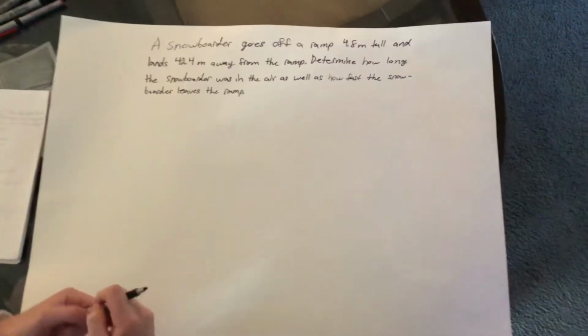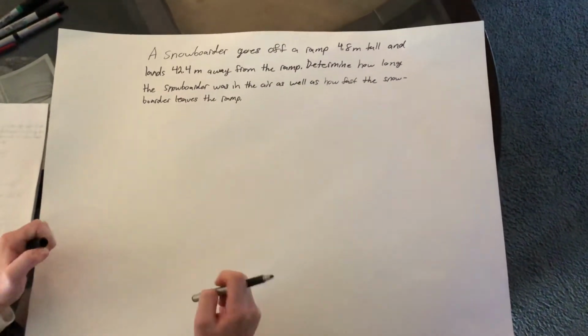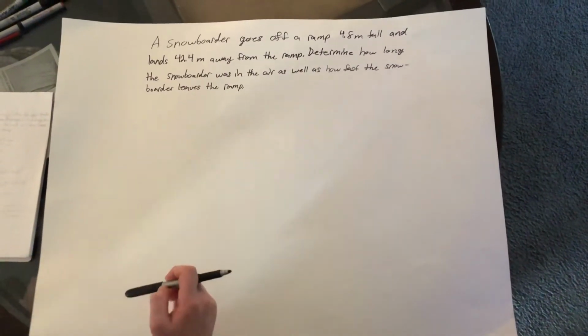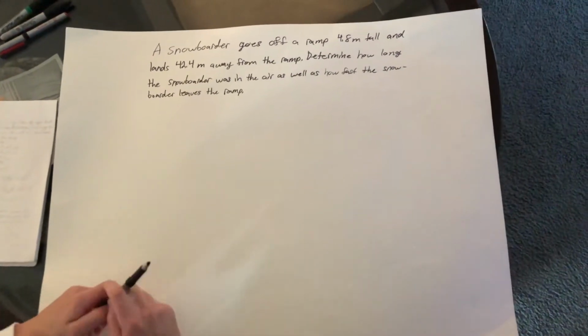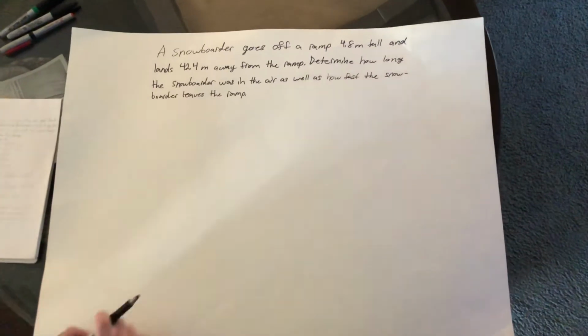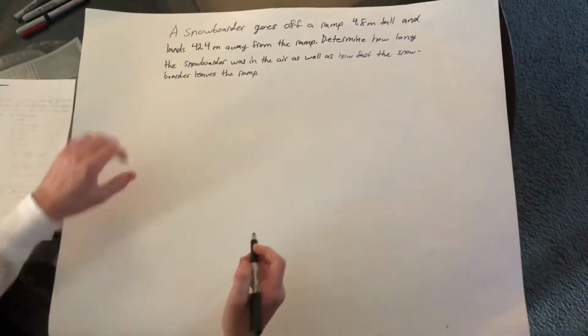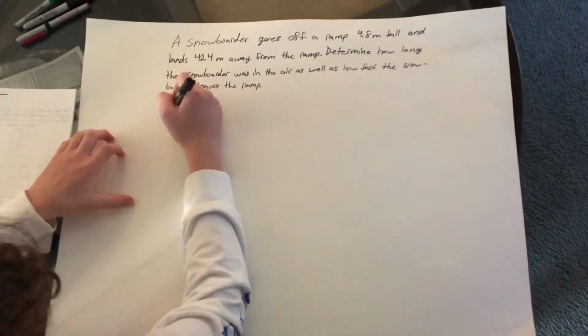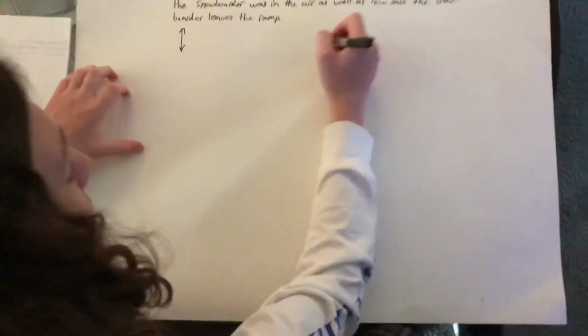Alright, so the problem reads: a snowboarder goes off a ramp 4.8 meters tall and lands 42.4 meters away from the ramp. Determine how long the snowboarder was in the air as well as how fast the snowboarder leaves the ramp. So first, for a projectile motion problem, you want to split it up into two separate components, the vertical component and the horizontal component.